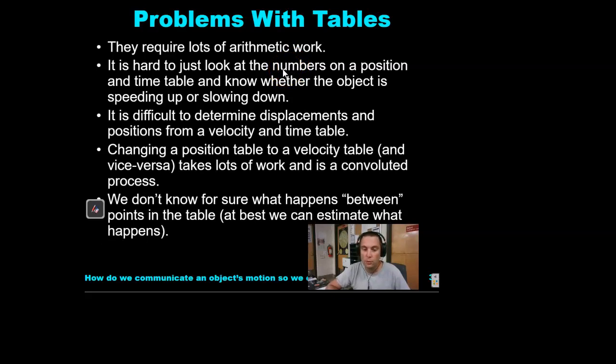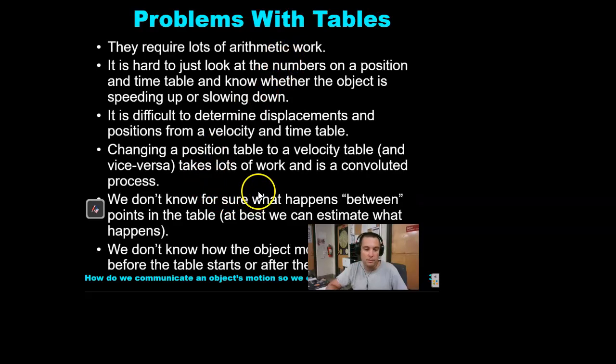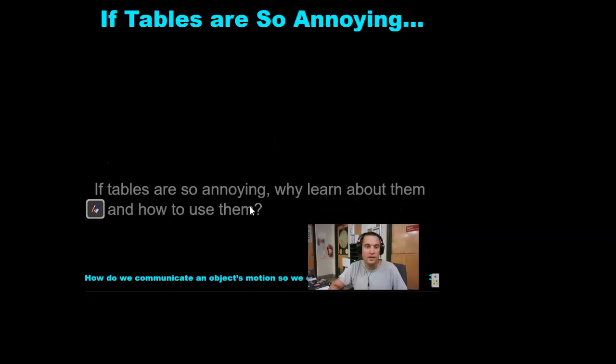We don't know exactly what happens between the points. When we took the instantaneous velocity at 3 seconds, we think it happened at exactly 3 seconds because we took 2.9 and 3.1, averaged them together, and we got 3. But what about at 2.993 seconds? Then what exactly was the velocity? So we don't know for sure what happens. It's our best estimate. We don't know how the object moves before the table starts or after it ends.